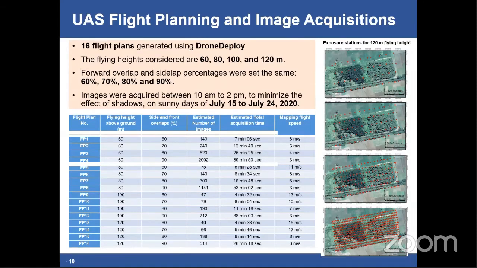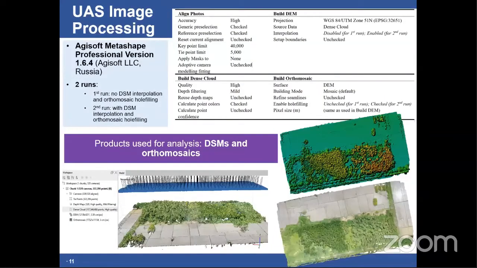Images acquired for each flight plan were processed using Agisoft Metashape Professional version. The procedures implemented consisted of alignment of photos, building dense point cloud, building a DEM, and building an ortho mosaic. The build DEM and build ortho mosaic procedures were run twice.